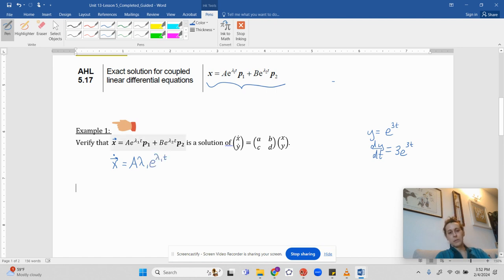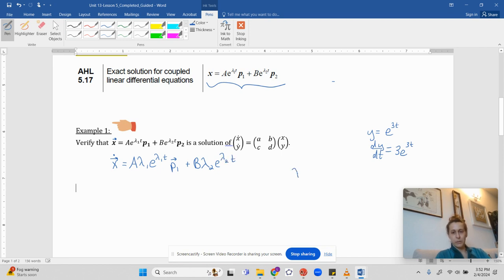And the next, those are just numbers, like that is a vector, right? It's not in terms of t, it's a product here, but it's just numbers. And so that stays the same. So vector p1 stays. Plus, same idea over here, b lambda 2 e to the lambda 2 t.